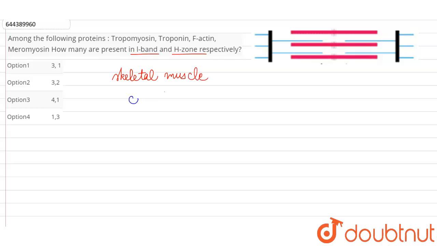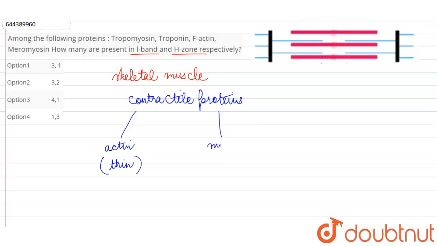We will find two contractile proteins. On one hand, we have actin, which constitutes the thin filaments, and the other contractile protein is myosin, which constitutes the thick filaments. Now, the structural and functional unit of muscle contraction is known as the sarcomere, where we can see both of these proteins. They are themselves again complex proteins, so they are made up of monomers.